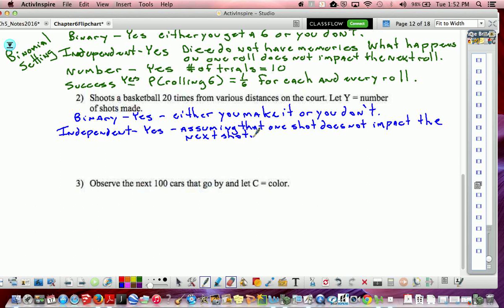However, I know that some of you that play basketball might argue that, wow, I start feeling a rhythm, I'll start making more shots than missing. Or if I'm always missing, there is that psychological piece to it. We're going to, from a mathematical sense, put that to the side. How about number? Yes. We're doing 20 shots.